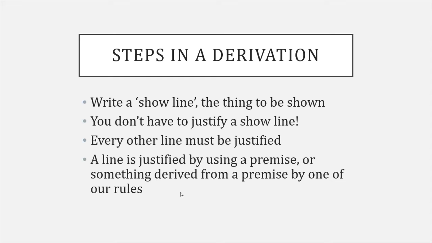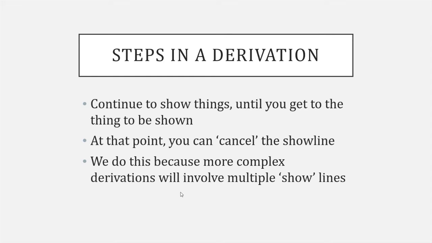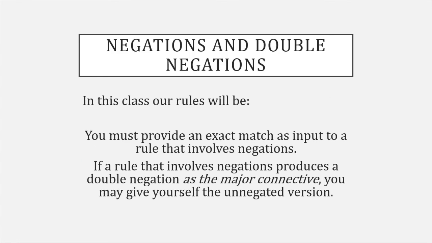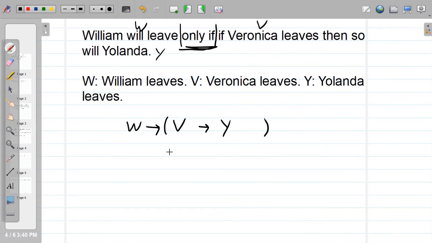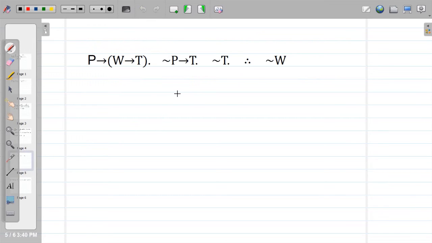Here are the basic steps. You write what's called a show line, the thing to be shown. The show lines are the only part of a derivation that you don't have to justify. Every other step, each step being a line, must be justified somehow. You keep showing things until you get to the conclusion, and at that point you can cancel the show line. I'll tell you more about why when we get to subderivations. But let me show you an example, because if you've never done this before, what I just said probably didn't make a lot of sense.